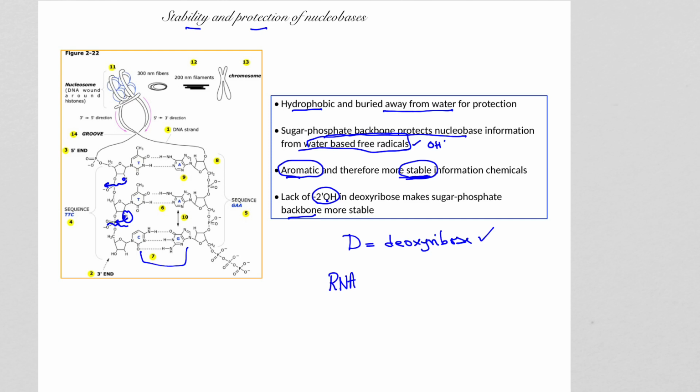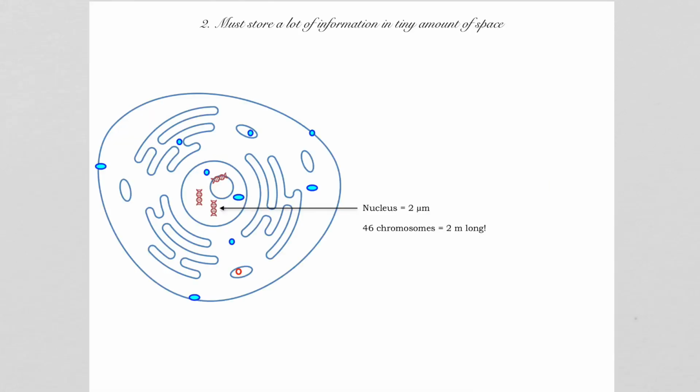Deoxyribose. Another very important feature of DNA now, DNA has to store a lot of information. Okay, a lot of information, and all this information has been stored in a tiny space that we call the nucleus.